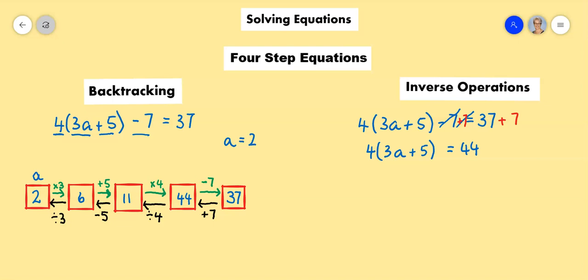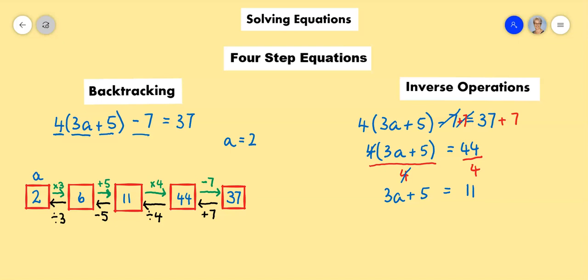The next thing that we had to do to undo our equation was to divide by 4. So we're going to do that to both sides of the equation. We're going to divide by 4 on each side. Now, times 4 and divided by 4 will cancel out. So we're left now with 3a plus 5 is equal to 44 divided by 4, which is 11.